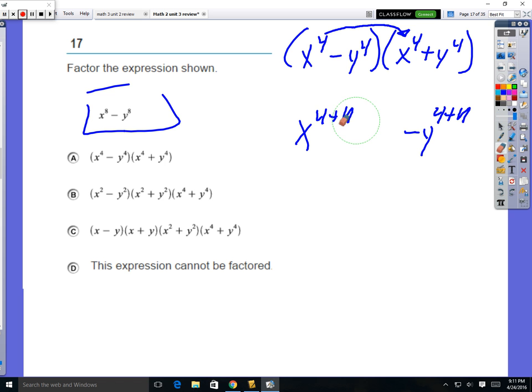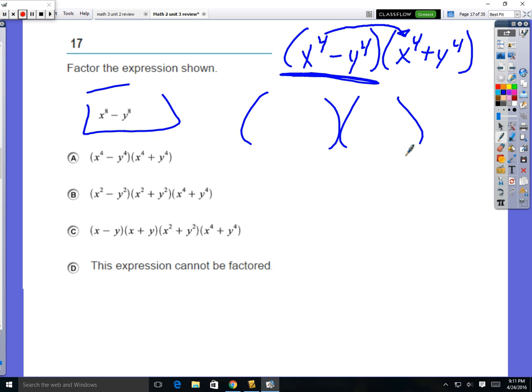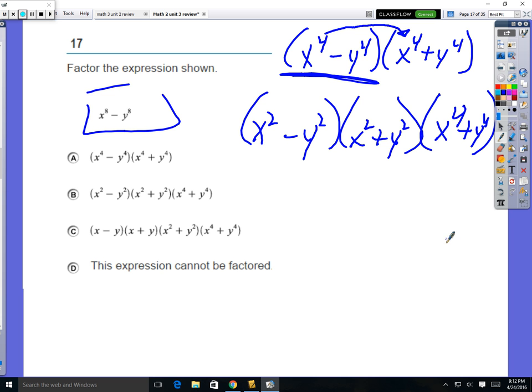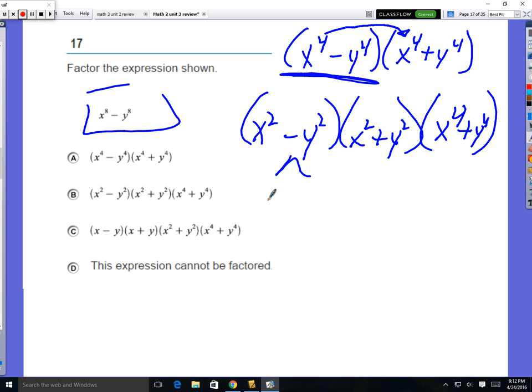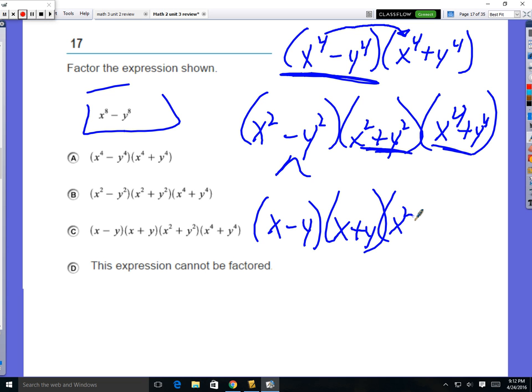So that works, but you are not done, because this can factor. That is a perfect square. You can factor this to x squared minus y squared, x squared plus y squared. Then we have our x^4 plus y^4. And this will go down to x minus y, x plus y, and these pluses cannot be factored. So you've got x squared plus y squared, x to the 4th plus y to the 4th, and that matches up with C.